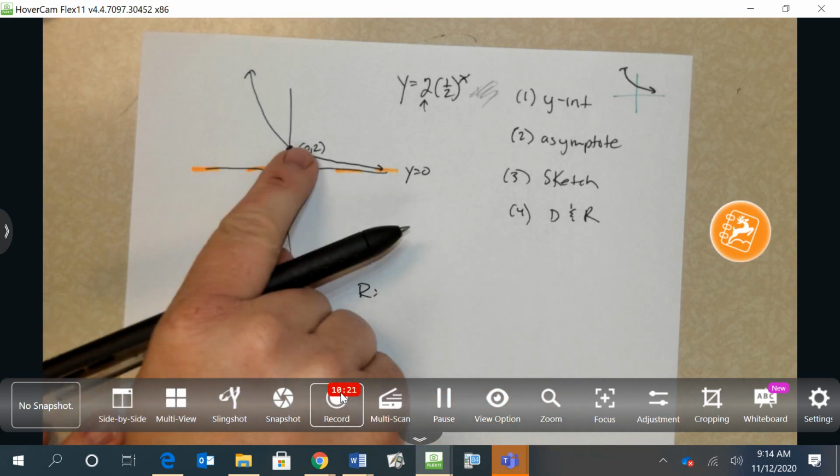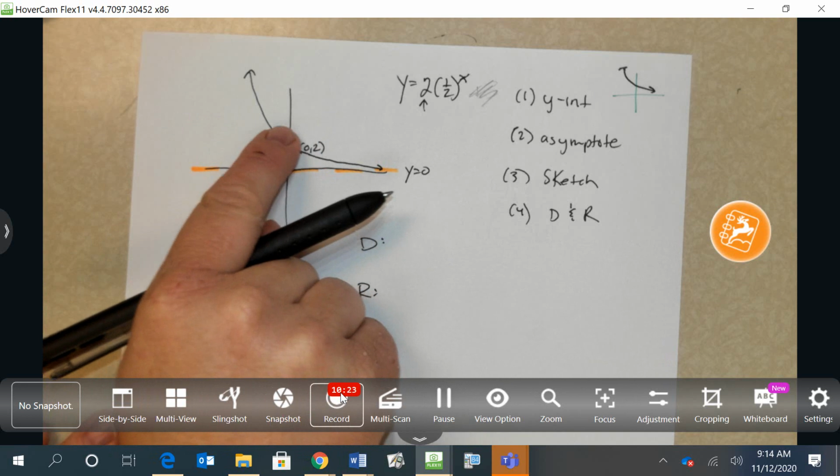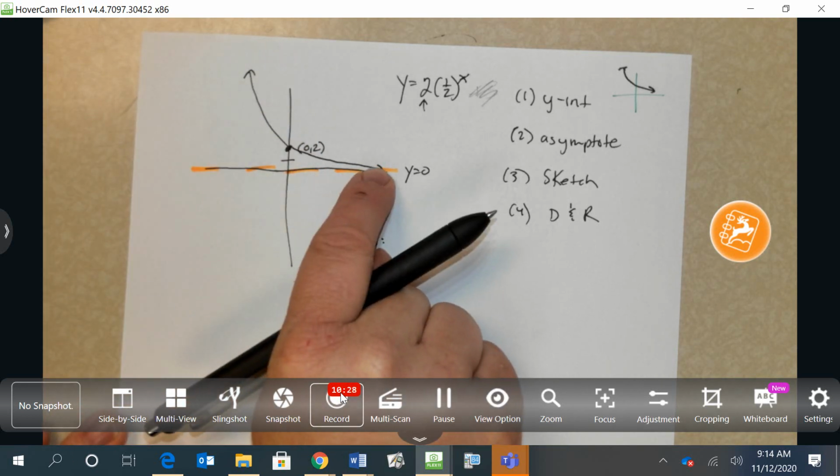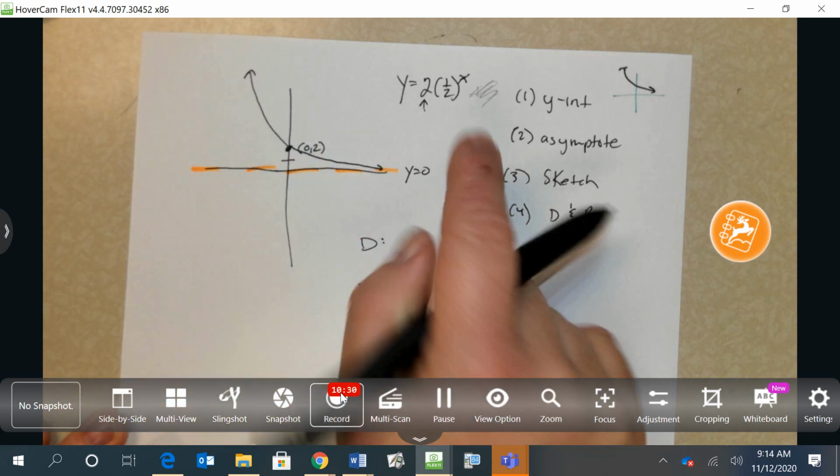The domain, there's no limit how far it goes to the left. Notice that as it goes to the left, it goes up, but there's no limit how far it goes to the left, and there's no limit how far it goes to the right, because it's a continuous function.